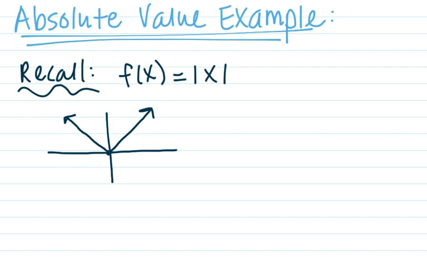Now, if I want to rewrite this as a piecewise function, we're going to basically split it up into two parts, a left side and a right side. And this left side has a negative slope, it's going down to the right, and it has a y-intercept at 0, which we really don't have to put, and that's for x that are less than 0.